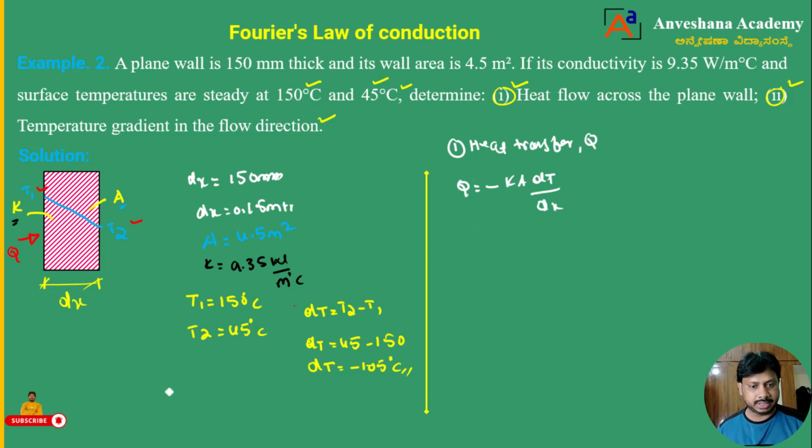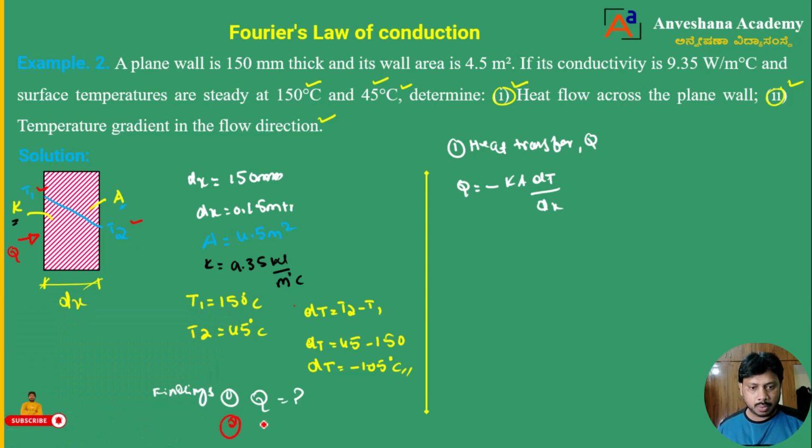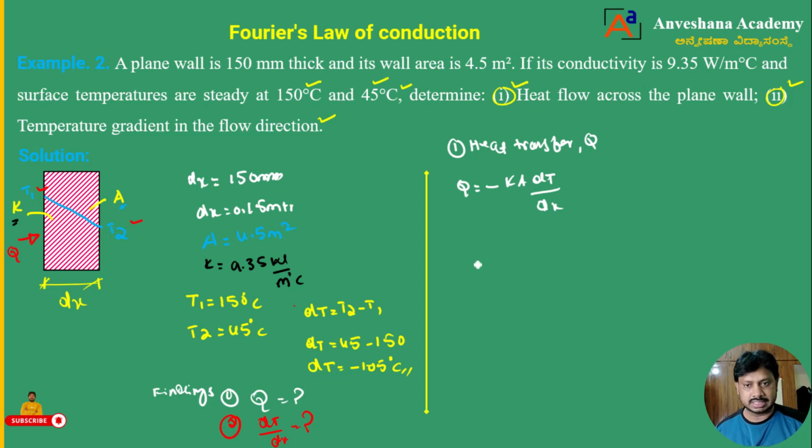You can write it here now, findings. What are my findings? The first one, heat transfer Q, is equal to how much? The second finding is the temperature gradient. The temperature gradient is nothing but dT by dx, equal to how much? This is my second finding. First, I am going with heat transfer. Q is equal to minus K into dT by dx. So I can calculate that here now.